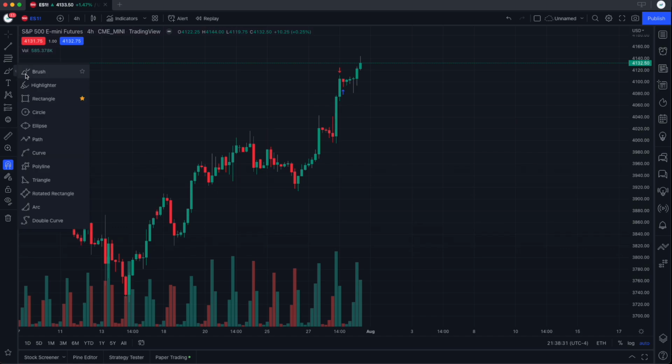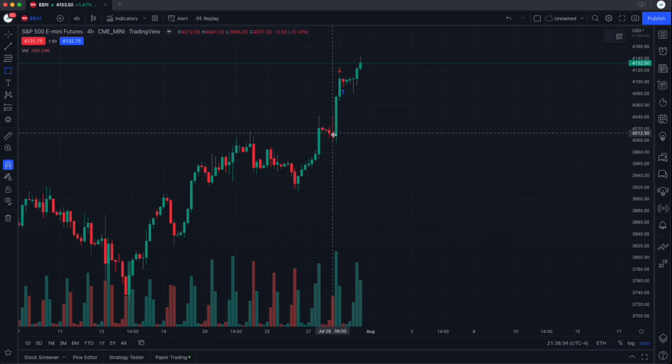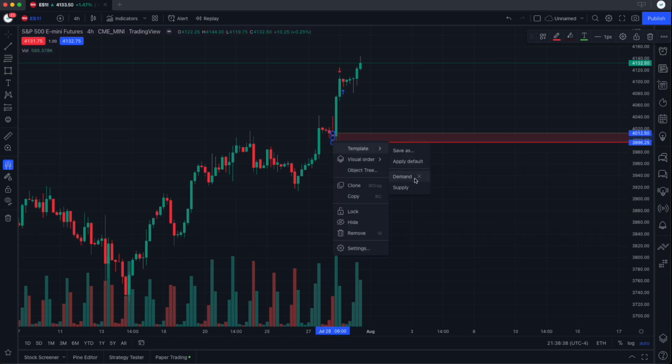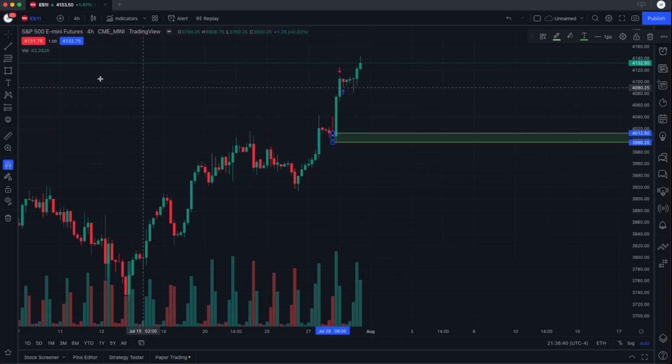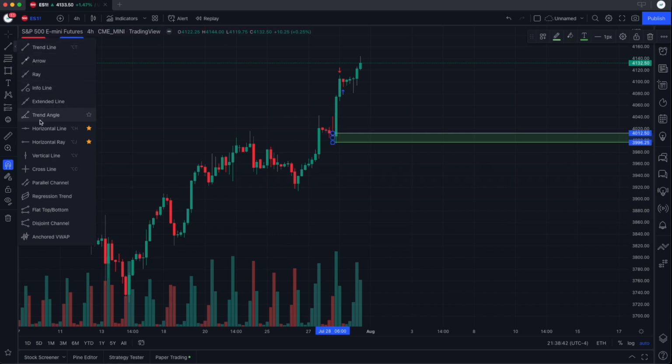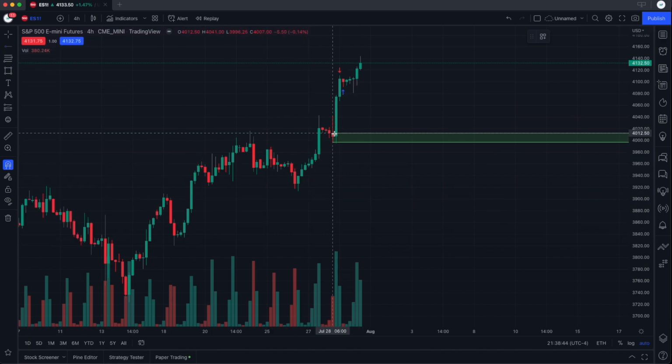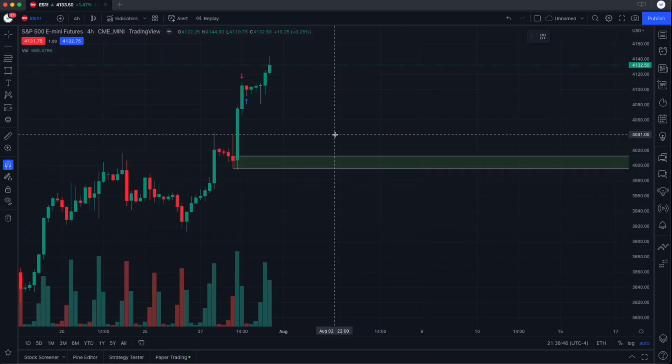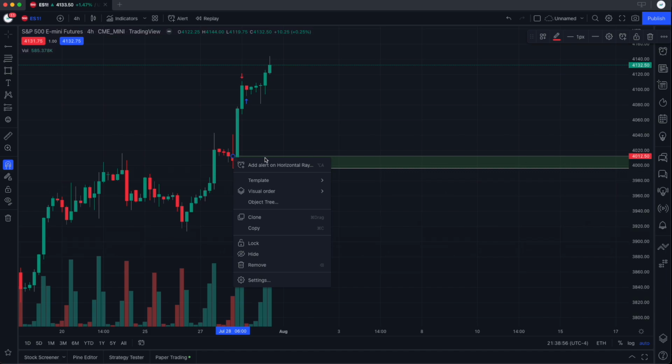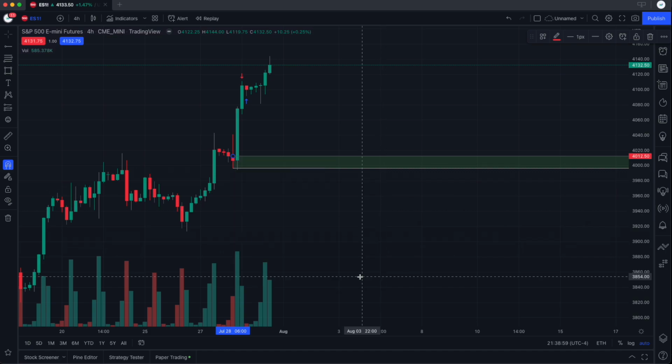So we take our rectangle on TradingView, and I already have templates set up to say that this is demand. And then I also take my horizontal ray and I put it at the top of the base of the candle when it's a demand zone. If it's a supply zone, I put it at the bottom of the body of the candle. So I put that here, and then I have it as a 4-hour demand.